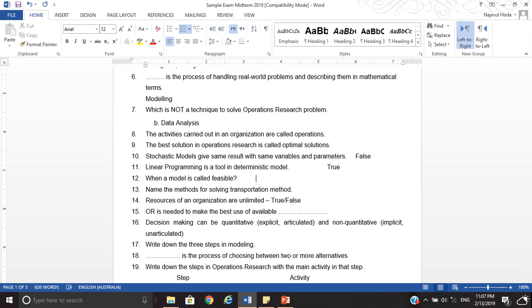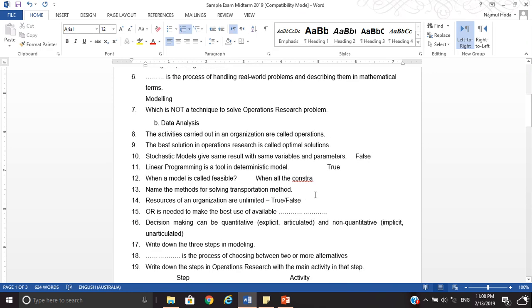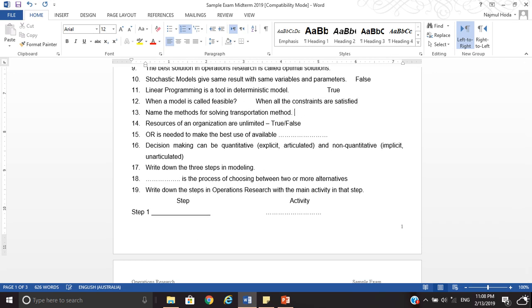When is a model called feasible? When all the constraints are satisfied. As you see in this model, it is feasible, because Z will be maximized or minimized taking care of the constraints. Name the methods for solving transportation problems. We learned MODI, VAM. You have to remember the full forms also. Least cost and northwest corner. So 4 methods we saw.